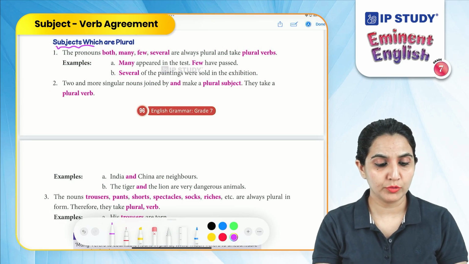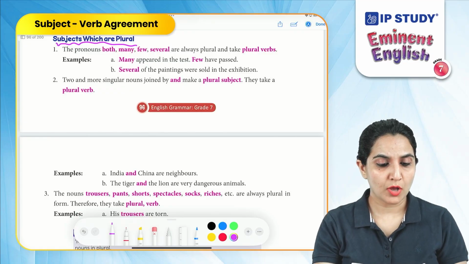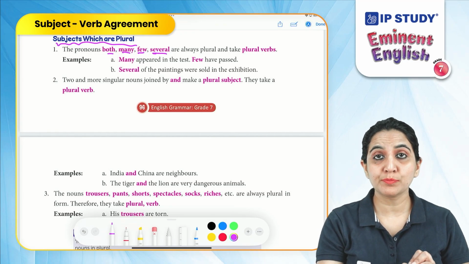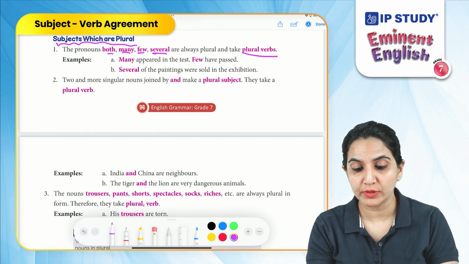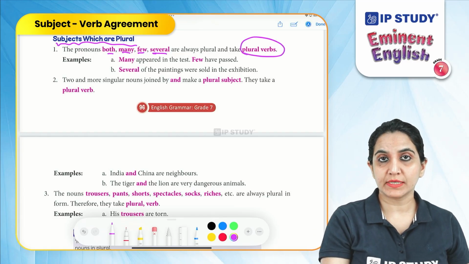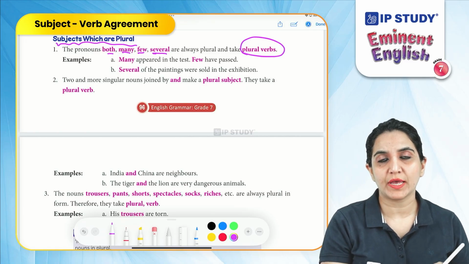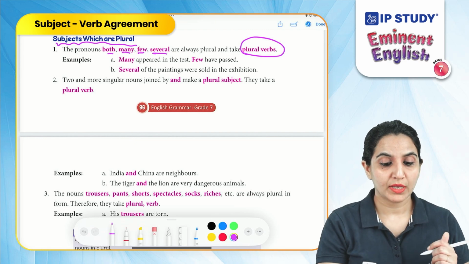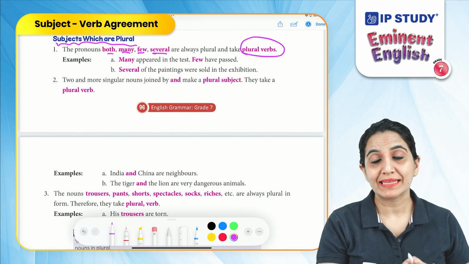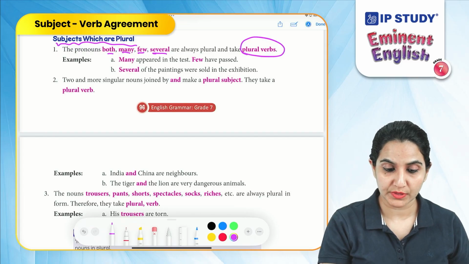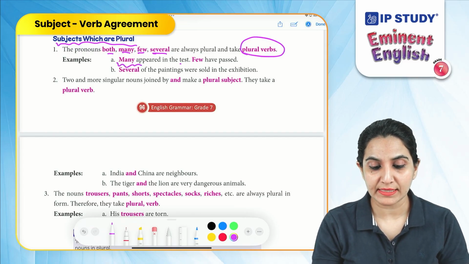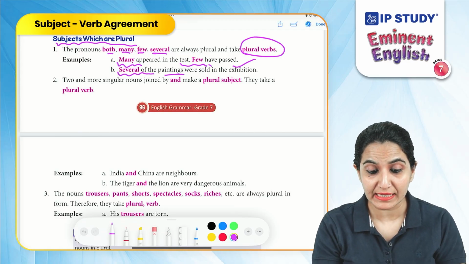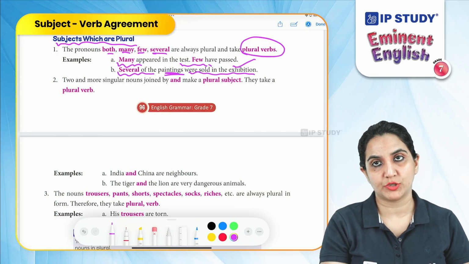Subjects which are plural. The pronouns both, many, few, several are always plural and take plural verbs, right? So till now we were talking about singular subjects and singular verbs. Now we're talking about the subjects which are plural. Both, many, few, several, they're always plural and they take plural verbs. "Many appeared in the test, few have passed." "Several of the paintings were sold in the exhibition."